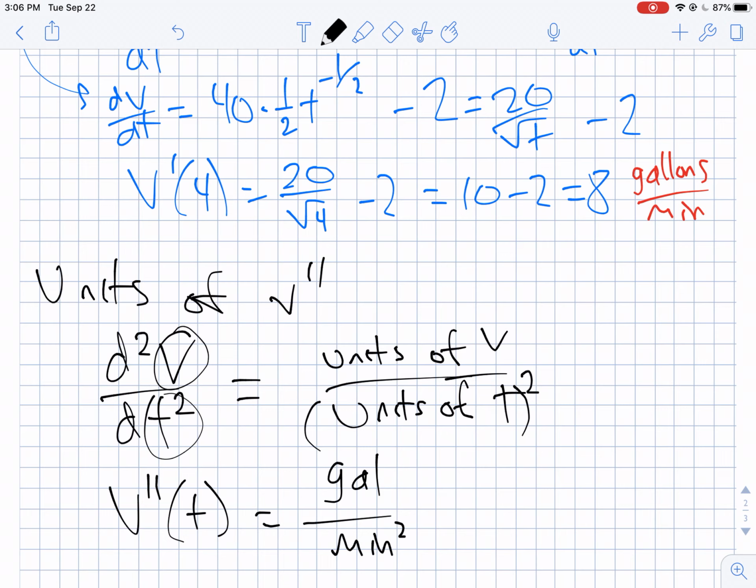Okay, so that's just talking about units and rates of change. This should be a great setup for the next video and get you excited for that.